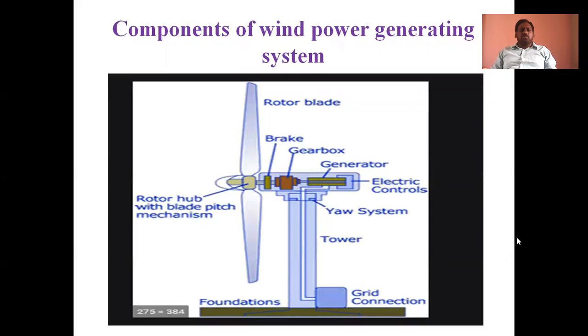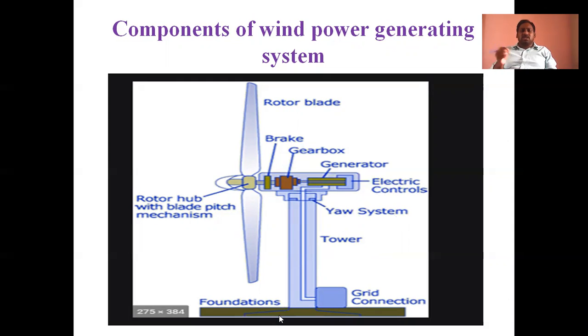So see here, this is a simple wind power generating system. This wind power generating system has a tower. After that, the wind turbine. Wind turbine means which has blades like this. These are called blades. And after here, this is the hub, and this total part is called a rotor. After this is the brake. This is the gearbox. This is the generator used in the wind power generating system. And here it is the electrical controls. And after this is the yaw system. And this is a tower. This is a foundation base.